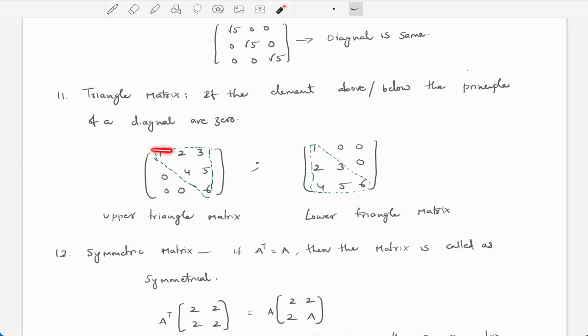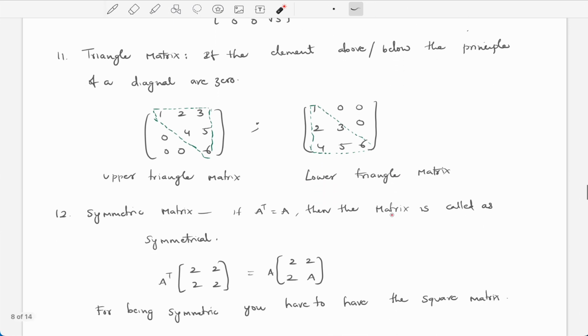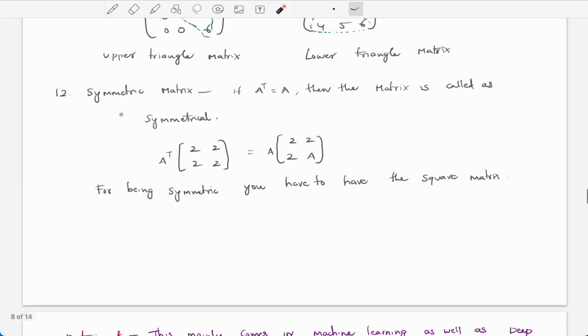I have given a simple diagram here. I just dotted the line, and it's forming a triangle. Can you see it? It is an upper triangle matrix. And if we have zeros on the top and the triangle forms below, then we call it a lower triangle matrix. This is the last type of matrix which I'm going to cover.